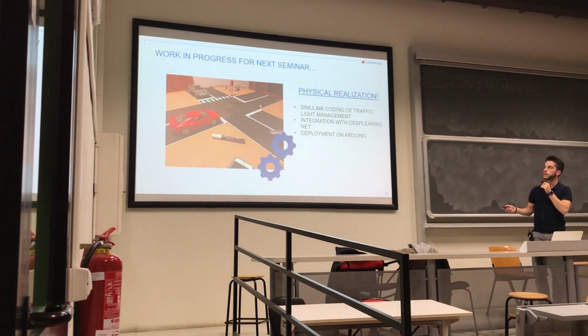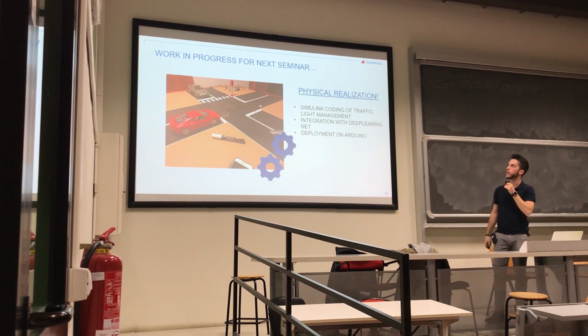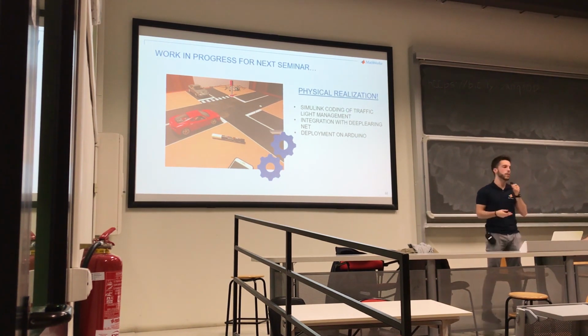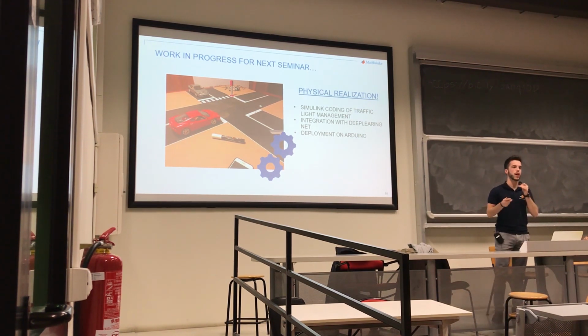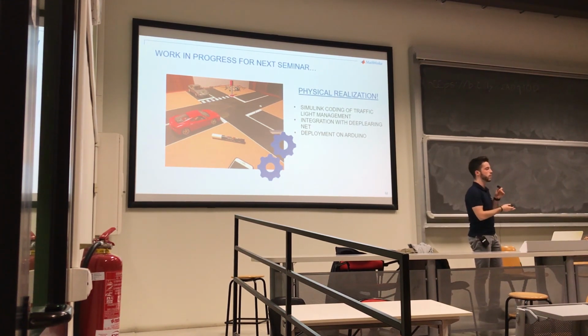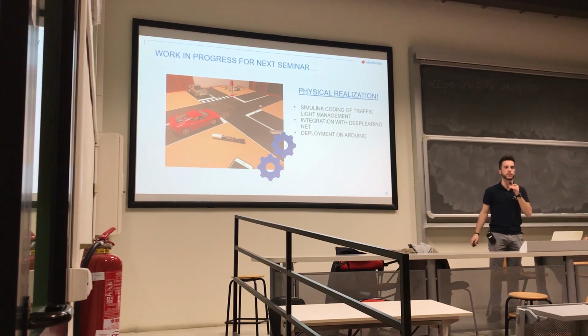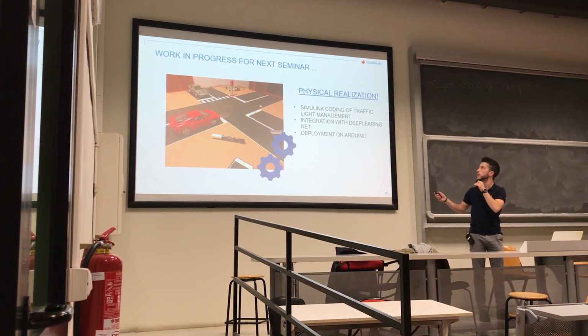The next step will be, this is the first image of our work in progress. We will build an actual model of our crossroads. This is my best car, and we will deploy the algorithm to actually try if our net will work on a real solution. This will be done in the next seminar, of course, with the simulated coding of the traffic.